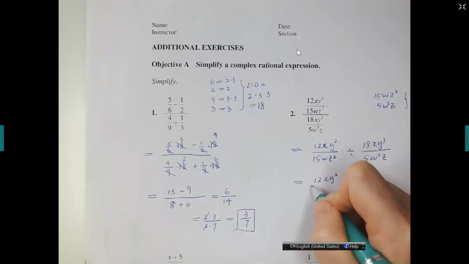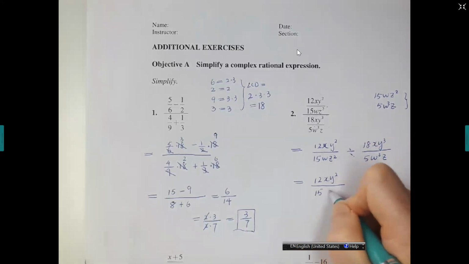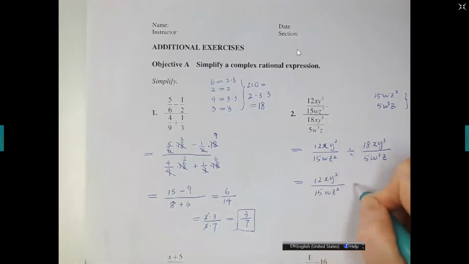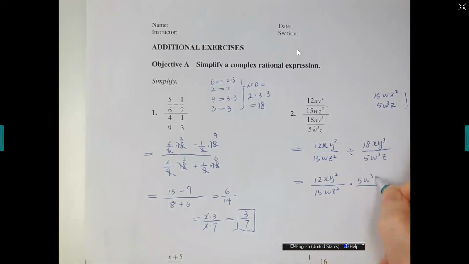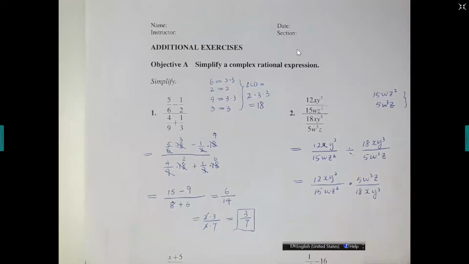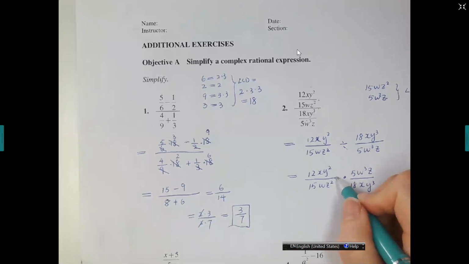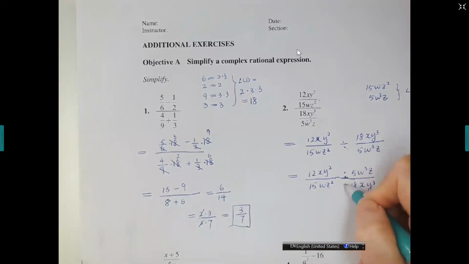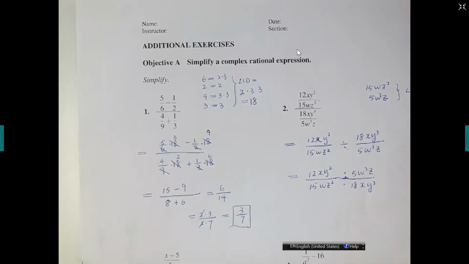12xy squared over 15wz to the second, times what? Times the reciprocal of the second expression. Flip that over: 5w to the third z over 18xy to the third. So when we multiply, we just multiply them: numerator times numerator, denominator times denominator. Then we are going to cancel.